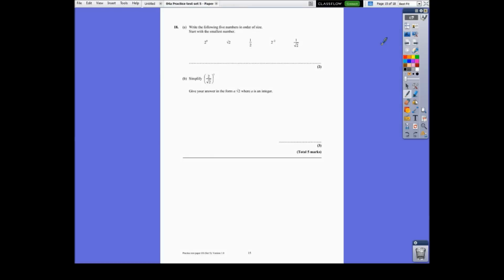Question 18. Write the following 5 numbers in order of size, starting with the smallest. 2 to the power 0, anything to the power 0 is always 1. The square root of 2, even if you don't know that off by heart, we should know that it's between 1 and 2. It's actually about 1.4. Then we've got a half. 2 to the minus 2 means 1 over 2 squared, so 1 over 4. And 1 over root 2 means 1 over about 1.4.